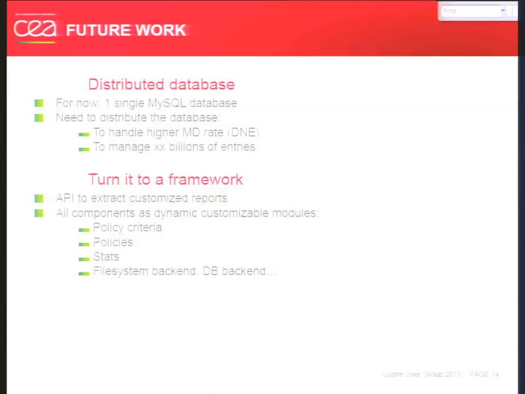We will also be working on some distributed database aspects, because currently in ROBINHOOD, the most important point for scaling is the database. ROBINHOOD by itself is scaling quite well, the database is more difficult. And we'd also like to turn it into a framework, having public APIs and plugins to be able to write your own new policies, your new rules, your new stats, whatever you want.